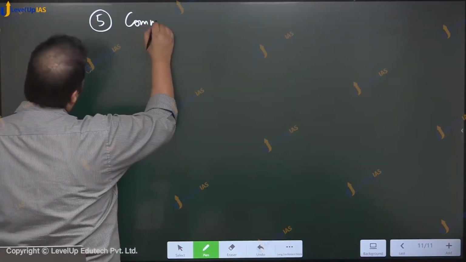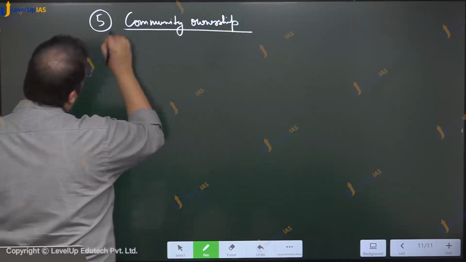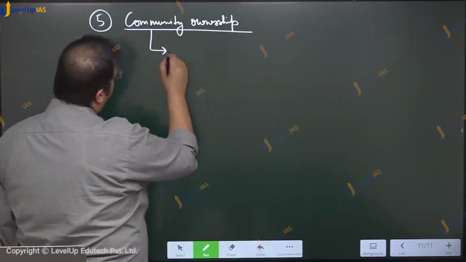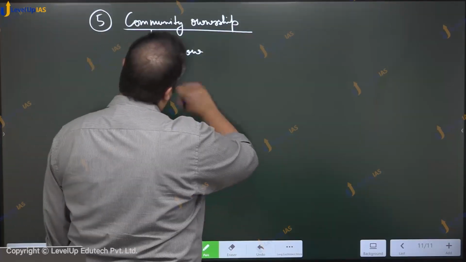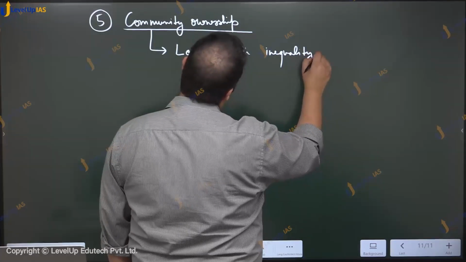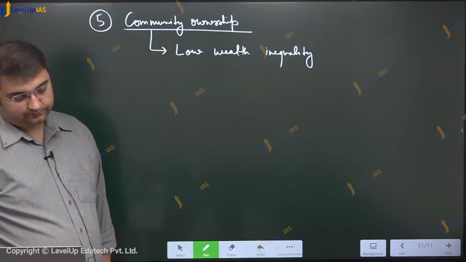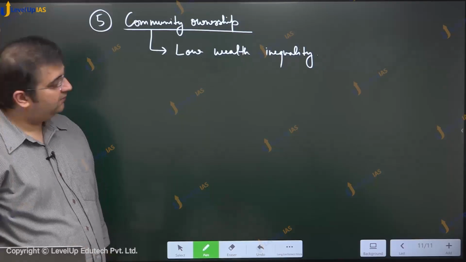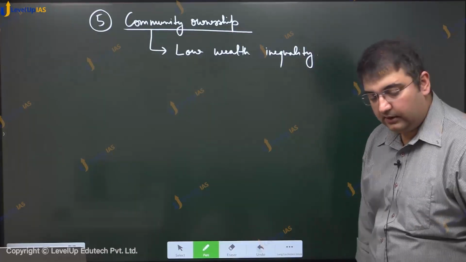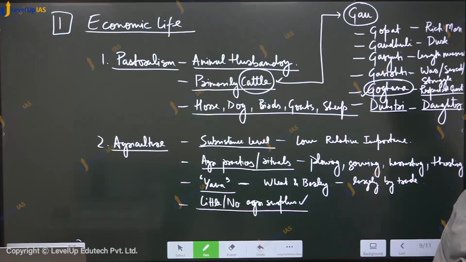So the principle of community ownership prevailed, and the Vedic economy was characterized by low wealth inequality. Okay. So these were the features of the early Vedic economy.